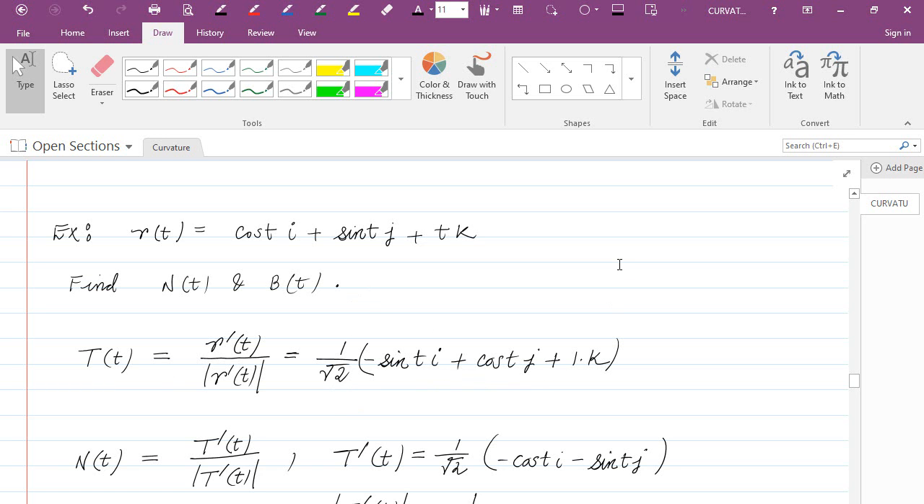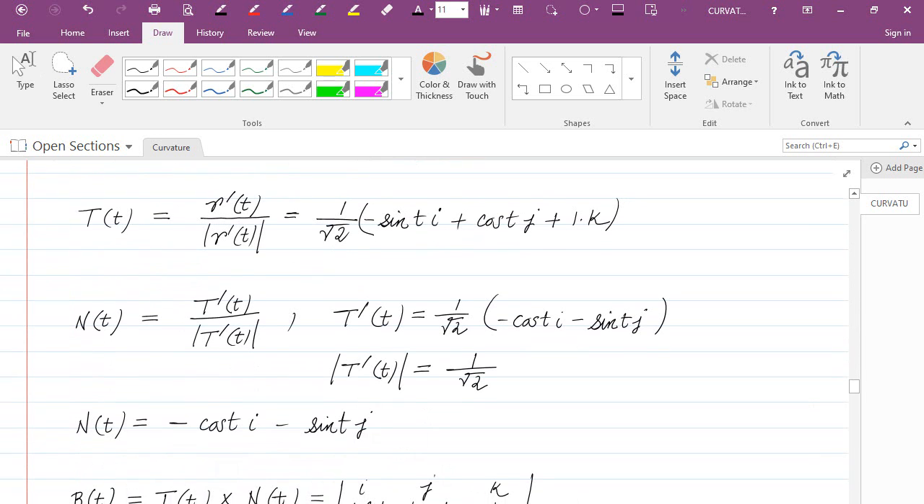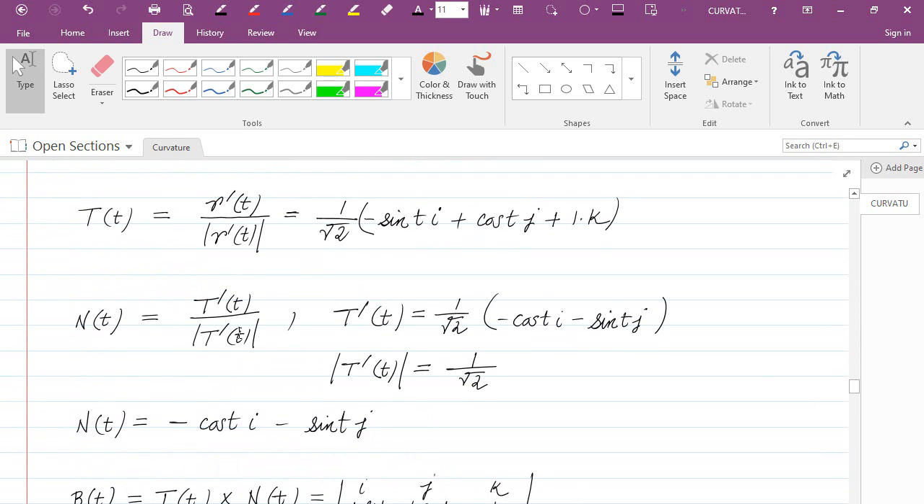Now what is N of t? N of t is T prime of t divided by the length of T prime of t. Now what is T prime of t? T prime of t would be the derivative of this. So this is 1 over root 2 times the derivative of that. So this would be negative cosine t i negative sine t j plus 0k. So T prime of t would be 1 over root 2 times negative cosine t i minus sine t j.